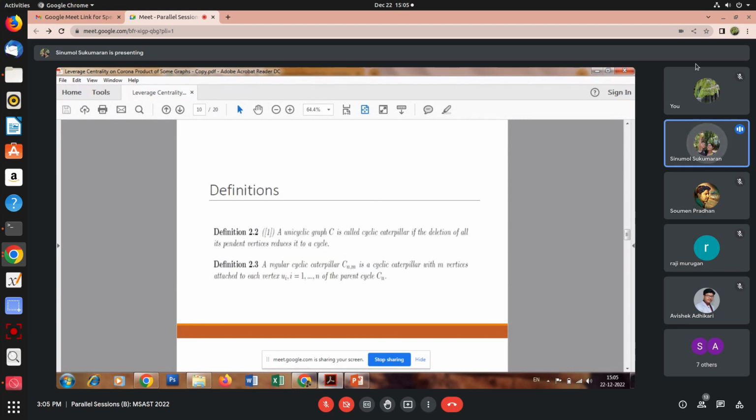We continue with some definitions. A unicyclic graph C is called a cyclic caterpillar if the deletion of all its pendant vertices reduces it to a cycle. And a regular cyclic caterpillar Cnm is a cyclic caterpillar with m vertices attached to each vertex ui, i varies from 1 to n, of the parent cycle Cn.